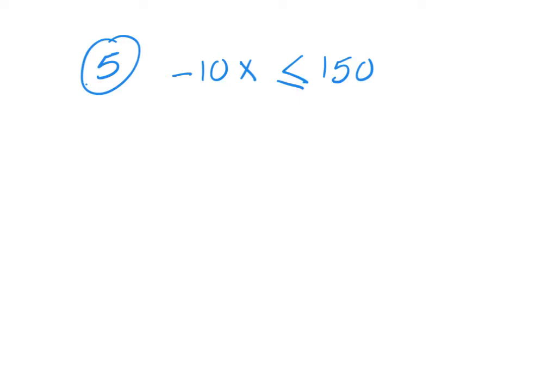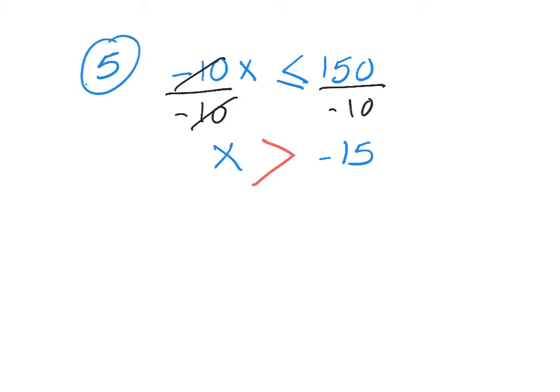In this case, we need to divide by negative 10. And x equals 150 divided by negative 10, that would be negative 15. Since we divided by a negative value, we're going to reverse the direction of the inequality. So there will be x greater than or equal to negative 15. That's very, very important, so make sure you change the direction of the inequality whenever you multiply or divide by a negative value.